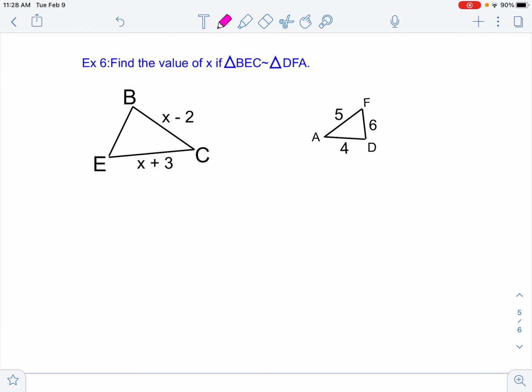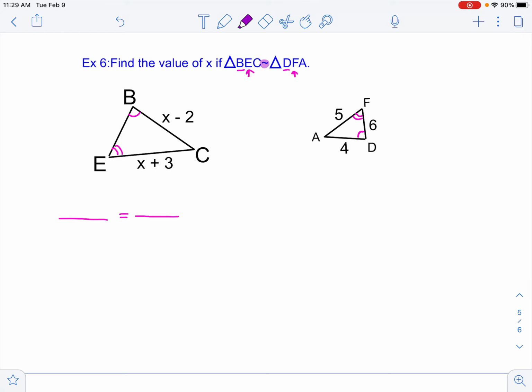All right, next one here. Find the value of x if triangle BEC is similar to triangle DEF. So first thing you want to do, once again, you see similar, you want to mark the congruent angles. So I know B is congruent to D, and E is congruent to F. And then I'll just use a blank angle for A and C. Okay, I need to solve for x. It is on a side. So for similarity in sides, I use a proportion. So I'm going to use a proportion.